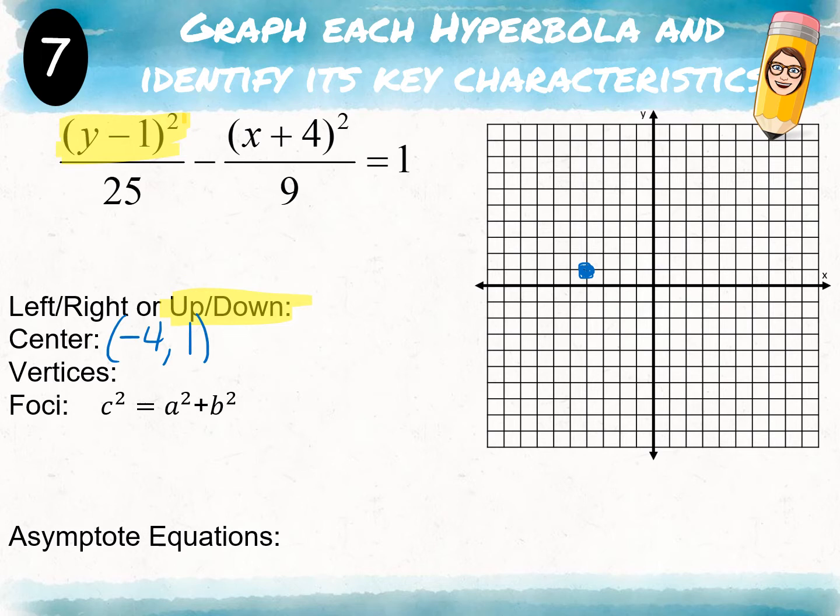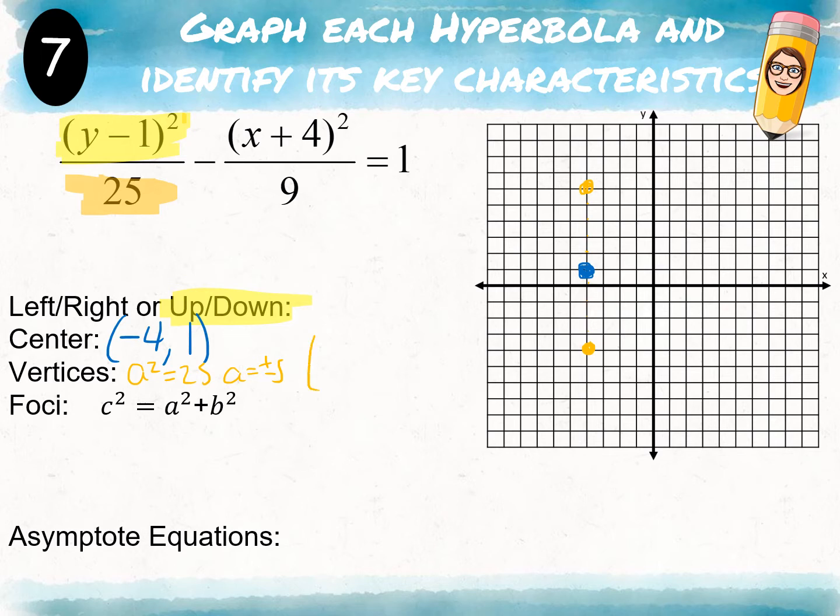Vertices. It's vertical. I want to start by talking about my a value. If the value under my y is 25, the a squared is 25, then my a value is positive and negative 5. So I want to go 5 vertically from my center. 1, 2, 3, 4, 5. Vertically, because I already decided that was the orientation.